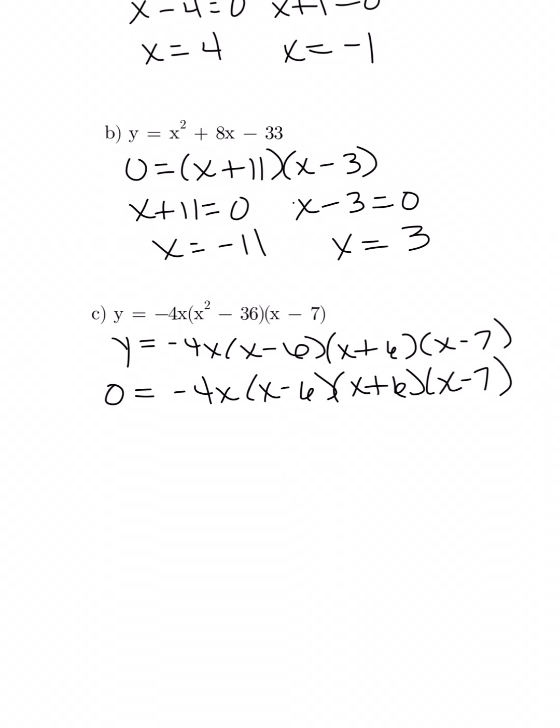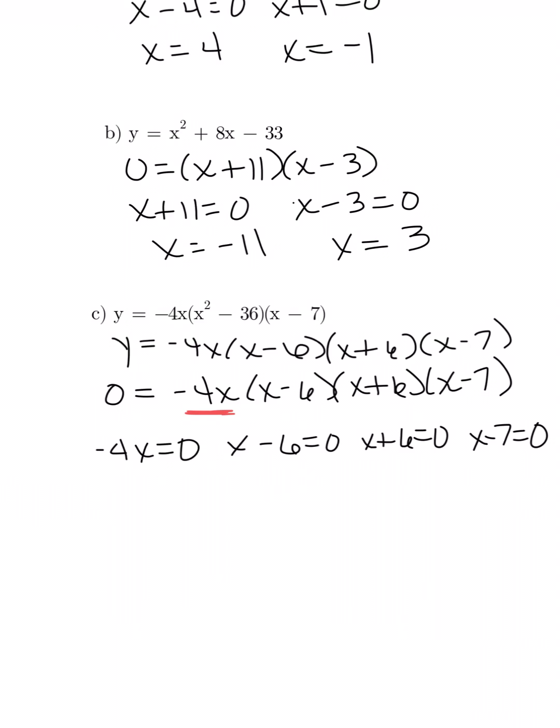Take a look at what's on the very front, negative 4x. You have to determine whether you should use this or not. If there is a variable, you use that item. So we do have one factor of negative 4x equals 0, a second one of x minus 6 equals 0, a third of x plus 6 equals 0, and the last of x minus 7 equals 0.